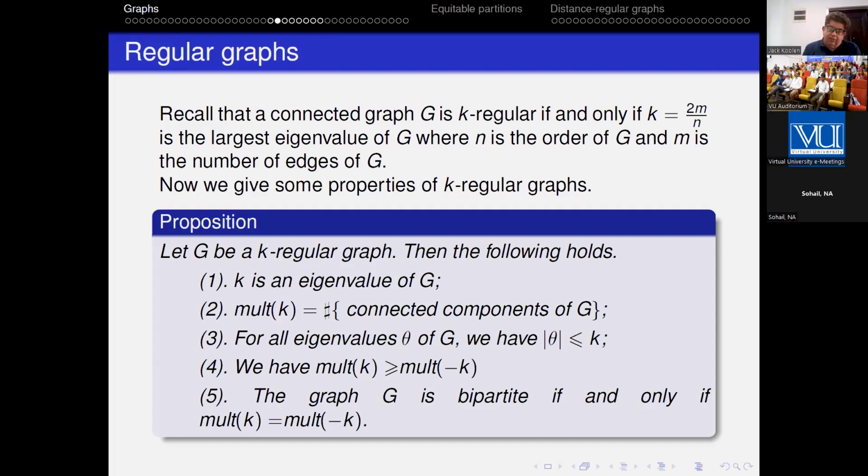For all eigenvalues theta, we have that all the eigenvalues are in absolute value at most k. We have that the multiplicity of k is always at least the multiplicity of minus k.